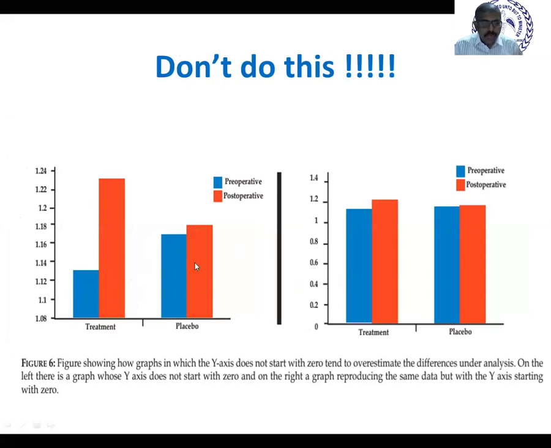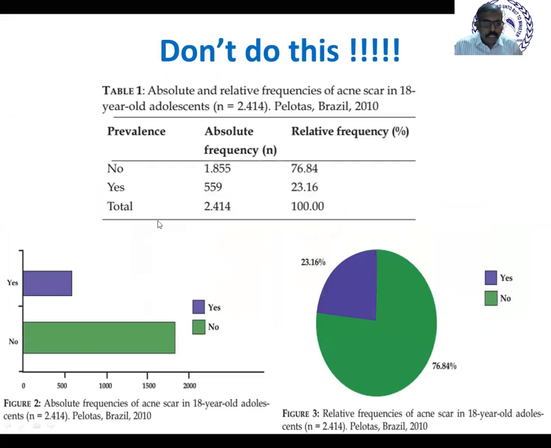But actually, when you increase the scale of the difference here, you see we're starting with 1 and going to 1.24. But here you see there is so much difference between the treatment group and the placebo group, pre and post-op, but actually there is no difference. By splitting the numbers from 1 to 1.2 you are trying to do this, which is not a good way of doing it.